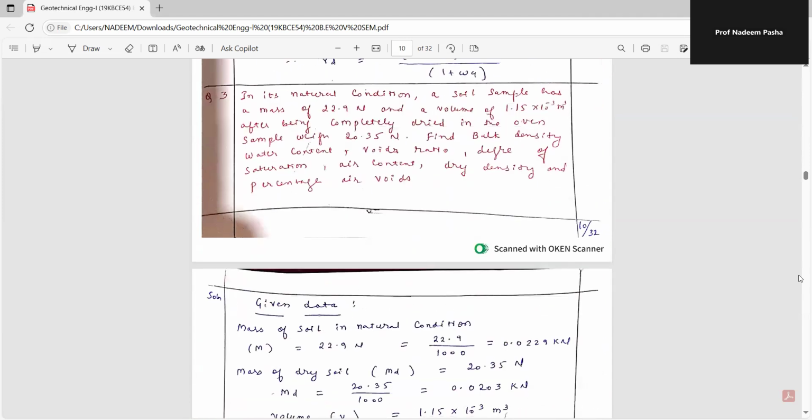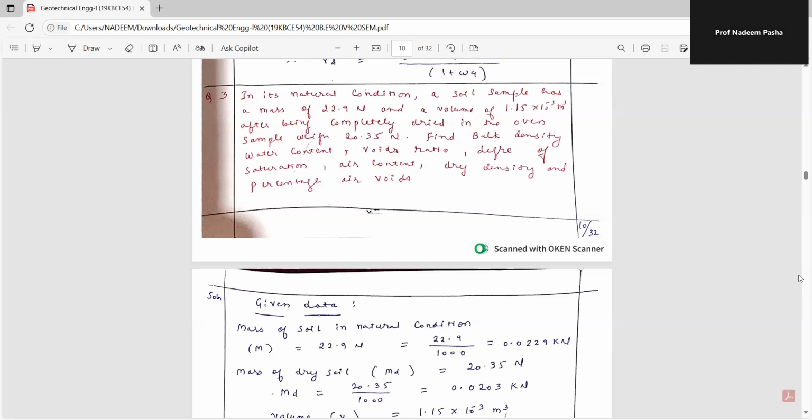So the problem states that in its natural condition, a soil sample has a mass of 22.9 Newton and a volume of 1.15 into 10 raised to minus 3 meter cube. After being completely dried in the oven, the sample weighs 20.35 Newton. Find bulk density, water content, voids ratio, degree of saturation, air content, dry density, and percentage air voids. So these things you have to calculate before solving the problem.